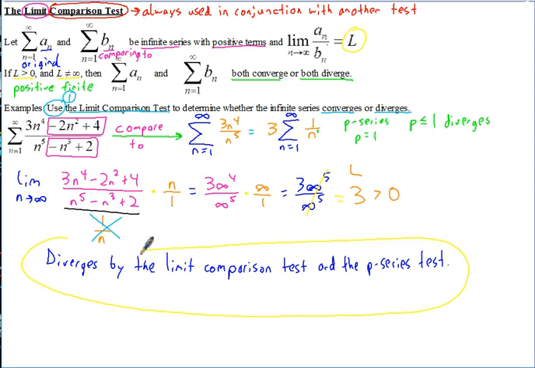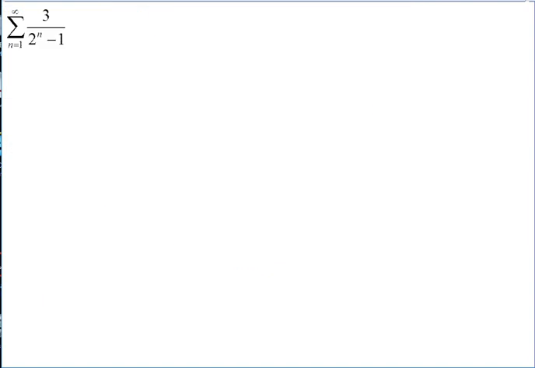All right, let's take a look at one more using the limit comparison test. Okay, so for this one, notice the thing that's the most negligible as n goes to infinity is this minus 1 in the denominator. That doesn't affect it that much. So we'll compare to the series from n equals 1 to infinity of just 3 over 2 to the n.